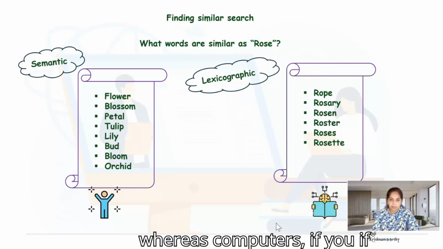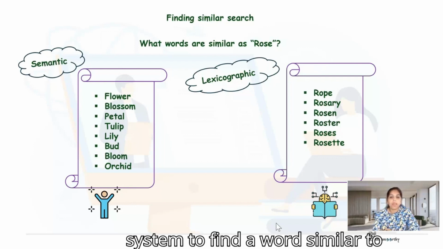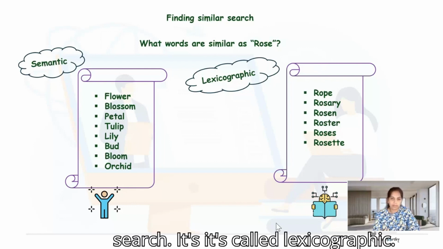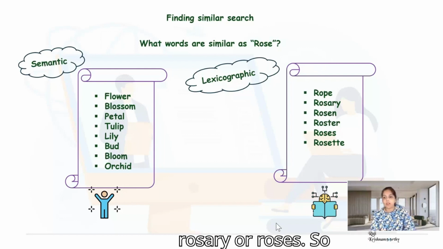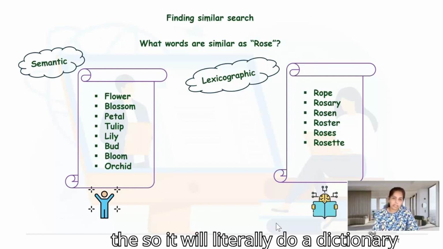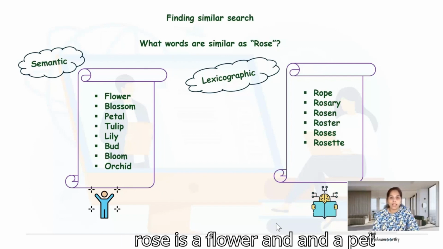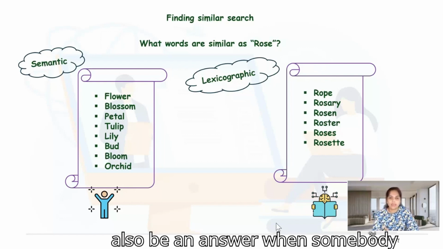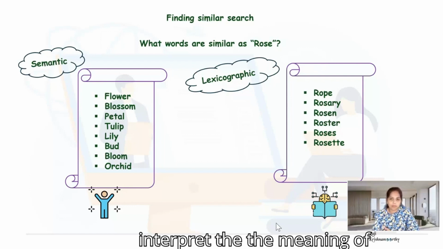Whereas if you tell a computer system to find a word similar to rose, it will do a dictionary search. It's called lexicographic. So it will give you results like rope or rosary or roses. It will literally do a dictionary search. It cannot understand that rose is a flower, and that a tulip or a lily can also be an answer when somebody asks for similar flowers like rose. So it cannot interpret the meaning of rose.